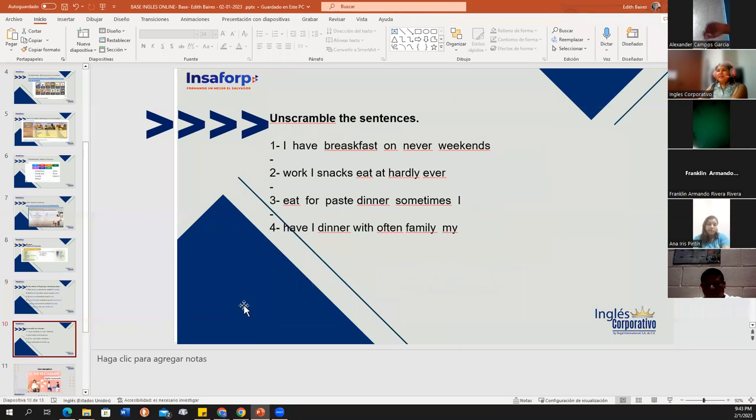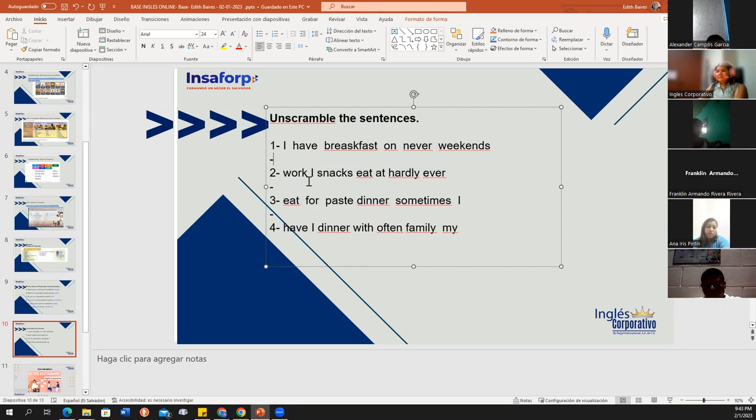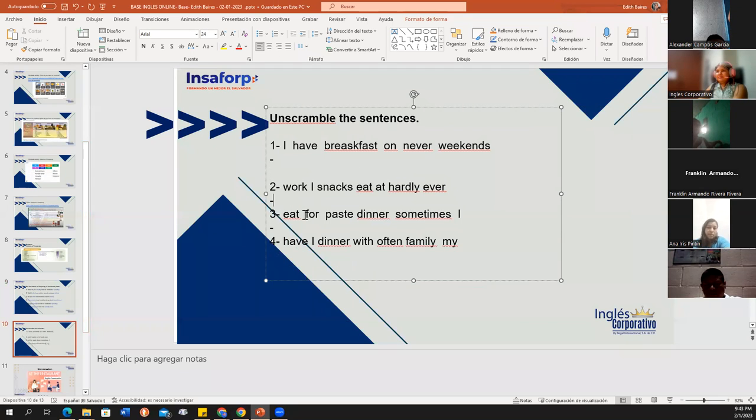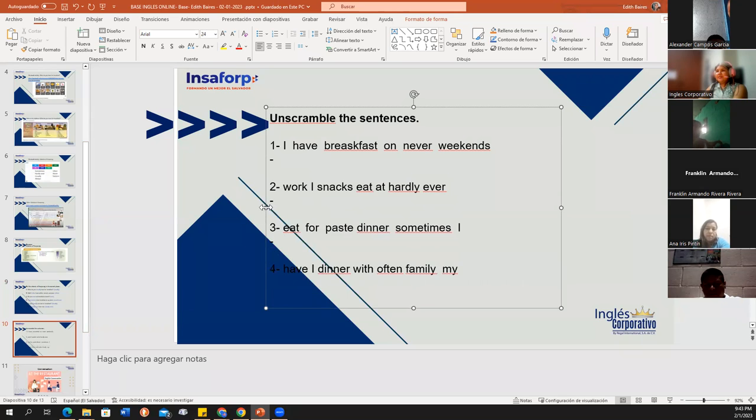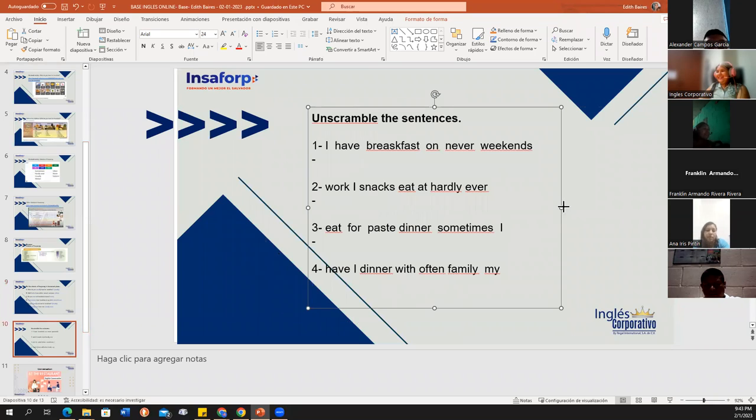Okay, what about these scrambled sentences? I have some scrambled sentences here, like a scrambled egg. Yes. We're going to write the correct sentence. Number one. I always breakfast.